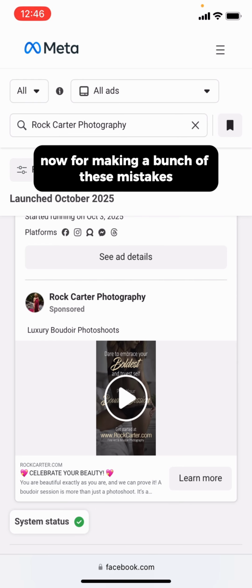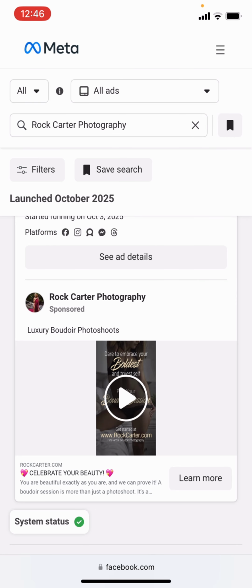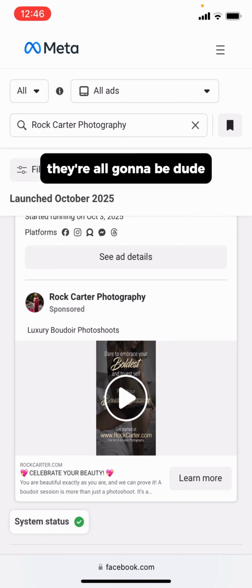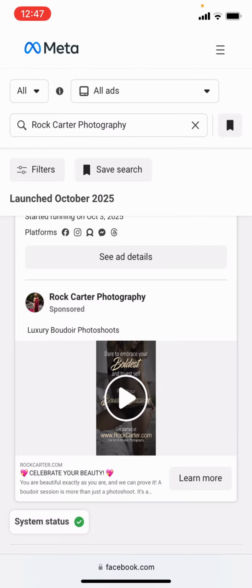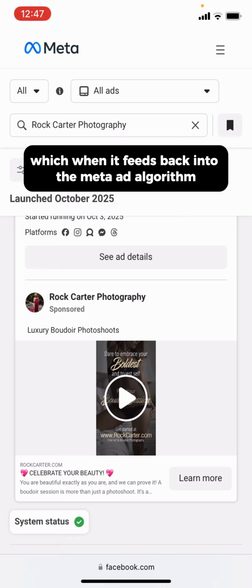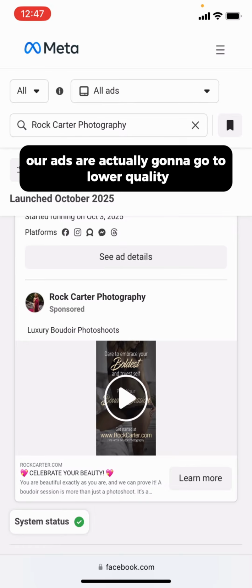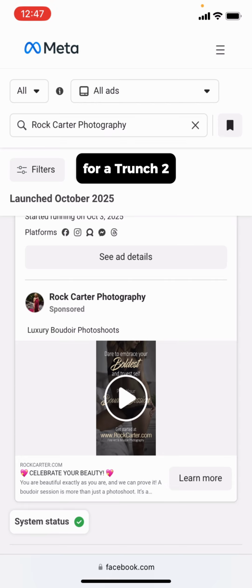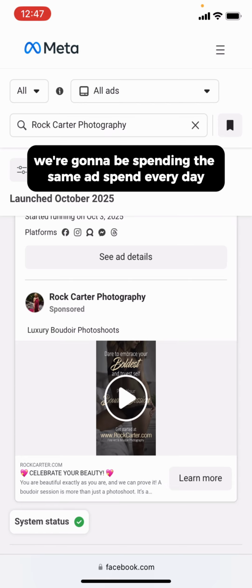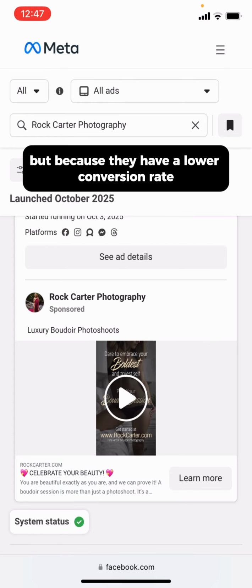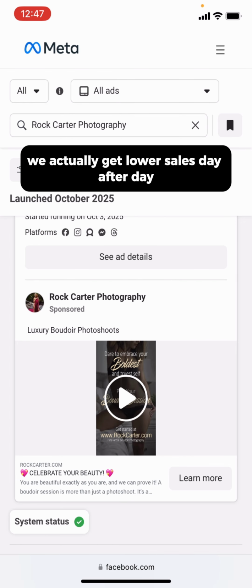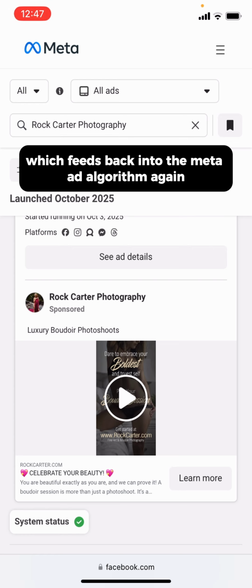Now, if we're making a bunch of these mistakes that I'm going to talk about today, those initial metrics, the initial conversion data, conversion rates, they're all going to be low, which when it feeds back into the Meta ad algorithm, our ads are actually going to go to lower quality, aka lower converting Meta profiles for tranche 2. Which means for tranche 2, we're spending the same ad spend every day, but because they have a lower conversion rate, they're lower quality profiles, we actually get lower sales day after day. Same ad spend, lower results, which feeds back into the Meta ad algorithm again.